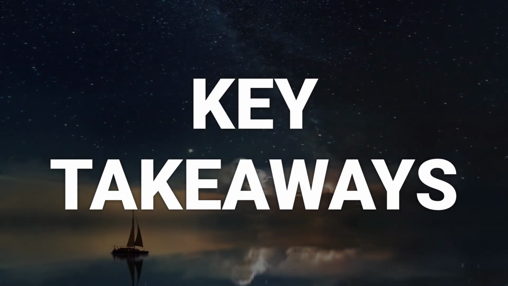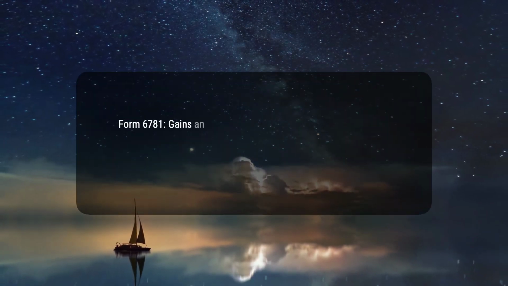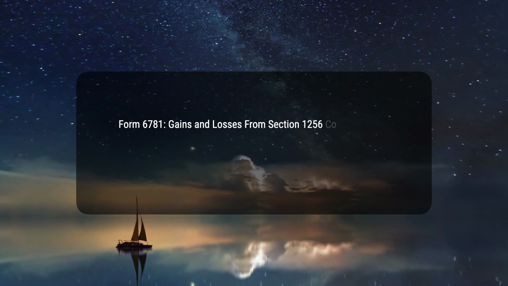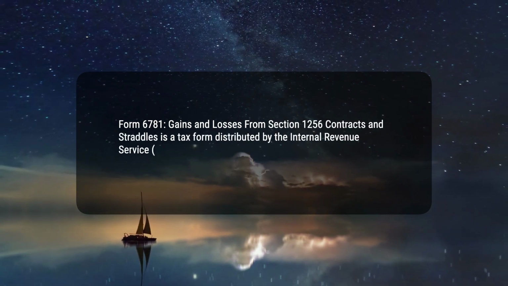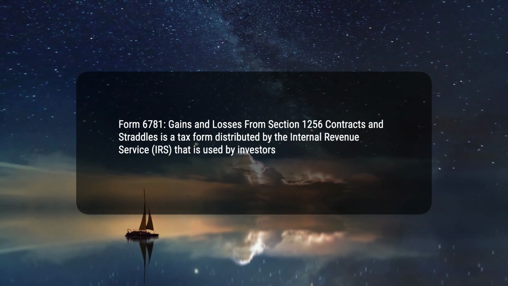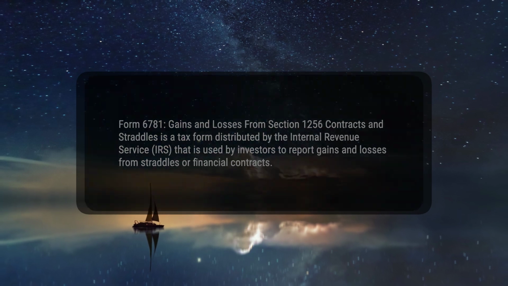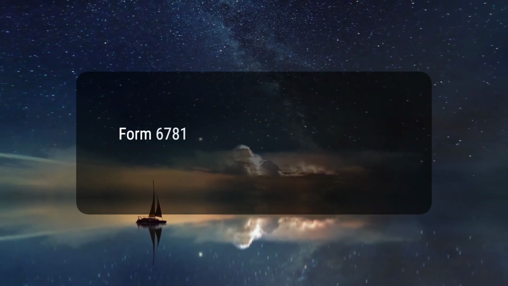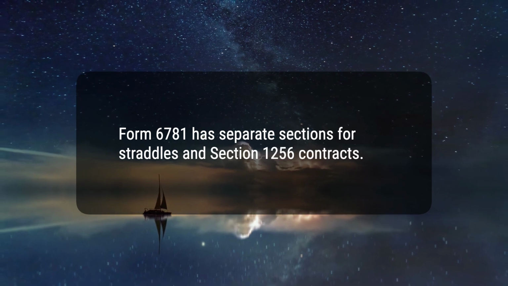Here are 3 key takeaways. 1. Form 6781, Gains and Losses from Section 1256 Contracts and Straddles, is a tax form distributed by the Internal Revenue Service, IRS, that is used by investors to report gains and losses from straddles or financial contracts. 2. Form 6781 has separate sections for straddles and Section 1256 contracts.